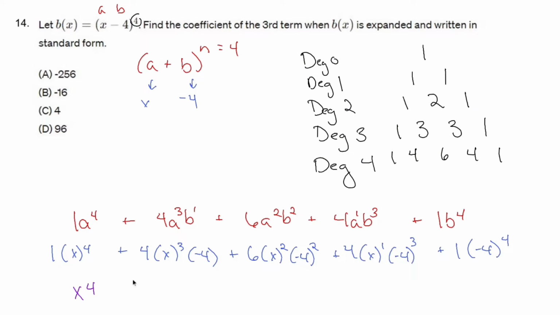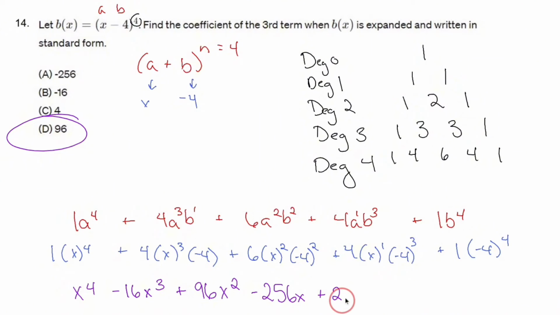Last but not least, let's simplify this out. X to the 4th, 4 times -4 is -16, x to the 3rd. 6 times -4 squared. -4 squared is 16, and 6 times 16 is 96. So positive 96, which gives us our answer, x squared. Negative 4 times negative 4 times negative 4 is negative 64. And 4 times negative 64 is negative 256. Drop down the x. And then again, negative 4 times negative 4 times negative 4 times negative 4 is positive 256.